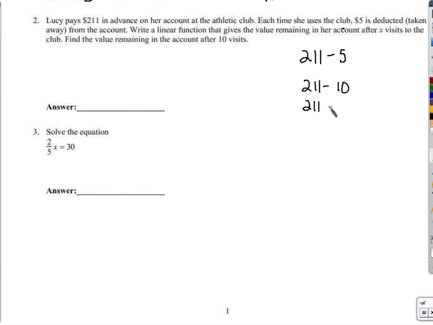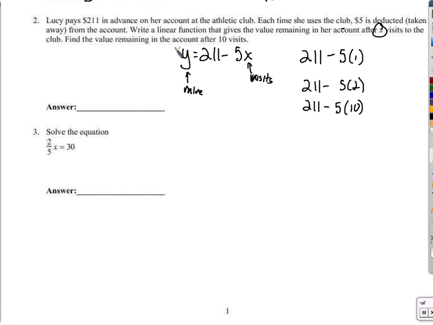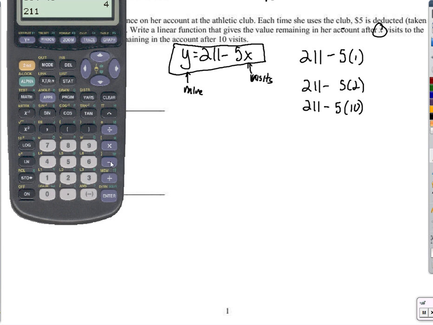After 10 uses, we could go ahead and answer this question: she would be down 5 times 10, right? 10 times she's gone, and every time they've taken $5 away, and so this is how much she would have after 10 visits. So notice we have here basically 5 times 1, 5 times 2, 5 times 10, 5 times however many visits she goes, and she's going to go for x visits, right? So 211 minus 5x equals y will give us a function, something we can plug in the number of visits into, and the number of dollars left, the value in her account, is what we get out for y.